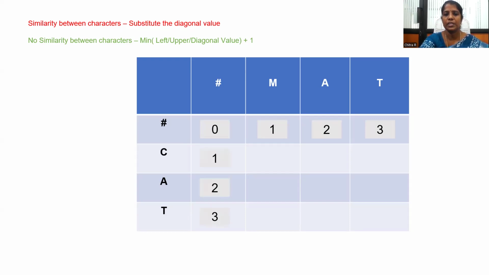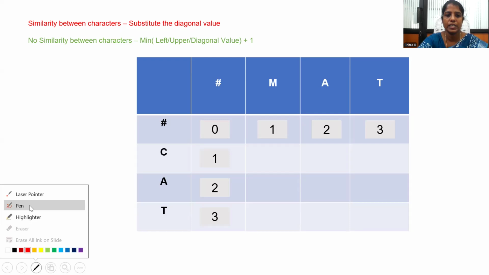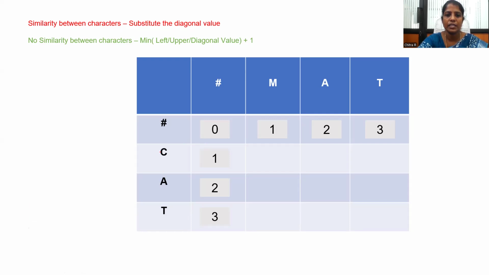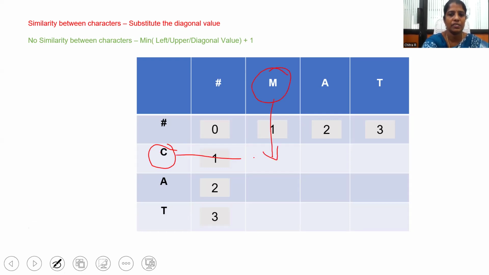The next step is, first you should fill the rows. First, we are going to fill all the rows, one by one. What's the first one? C and M. You are going to find the edit distance between this C as well as M. This place is for C as well as M.